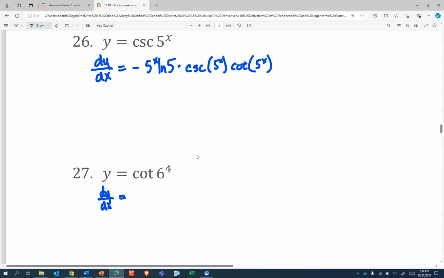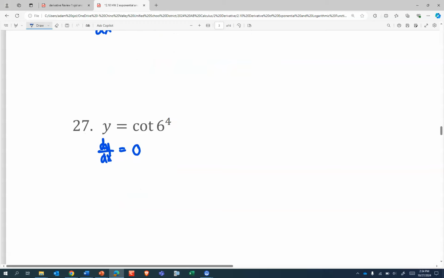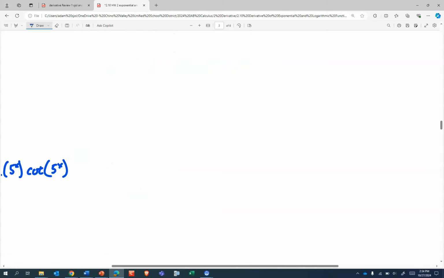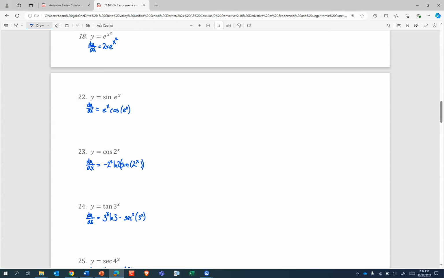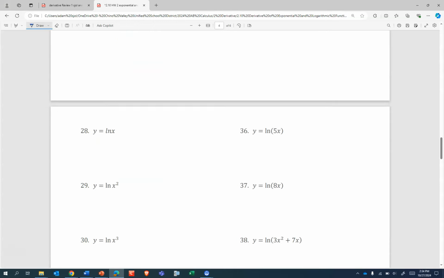The derivative of cotangent of something is irrelevant. 6 to the 4th power is a constant. Cotangent of a constant is another constant. Derivative is 0. All right, that block went quick. Cool. Make sure I didn't miss anything.